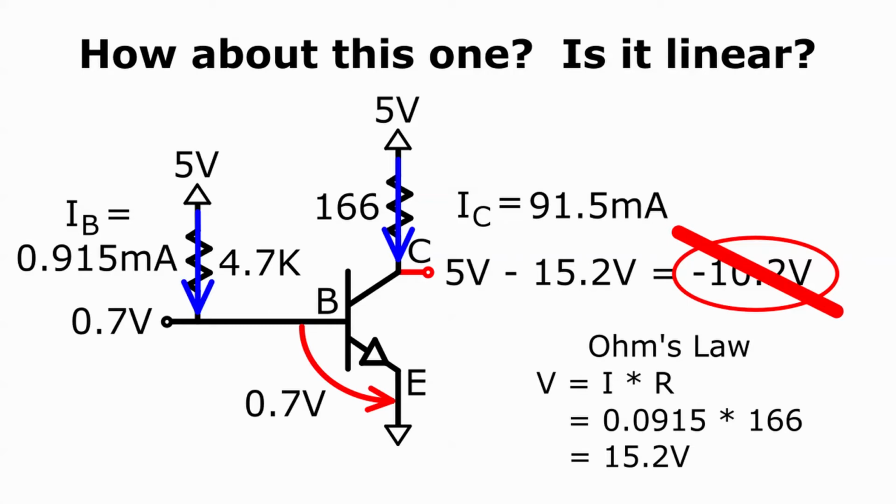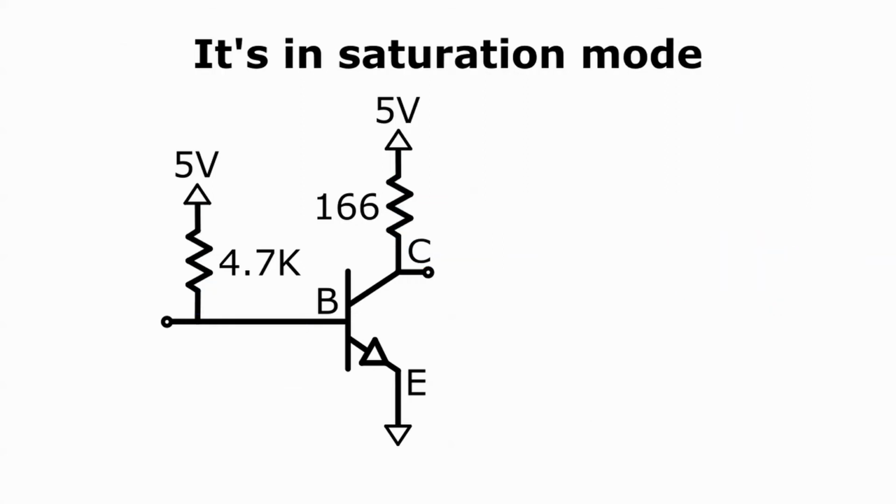Something must be wrong, but it's not our calculations. We used Ohm's law correctly, and we didn't slip up when using the calculator. What's wrong is the assumption that we made at the outset. We assumed that the transistor was operating in its linear mode. That turns out to be a bad assumption. It's not operating in linear mode. Instead, it's operating in saturation mode.